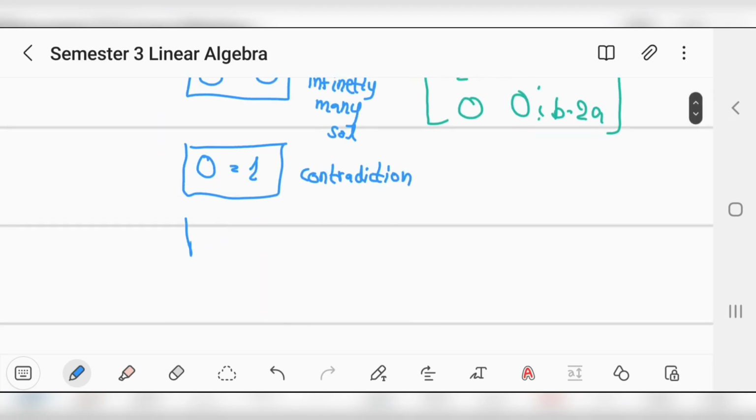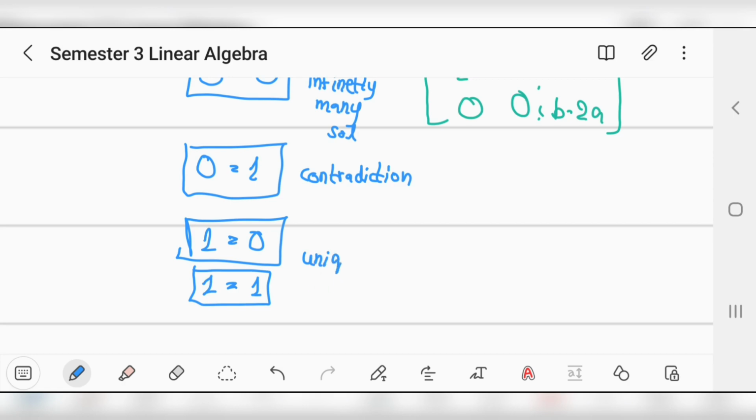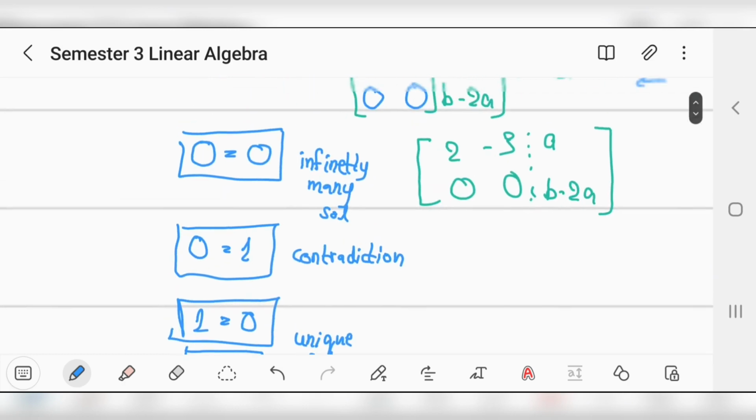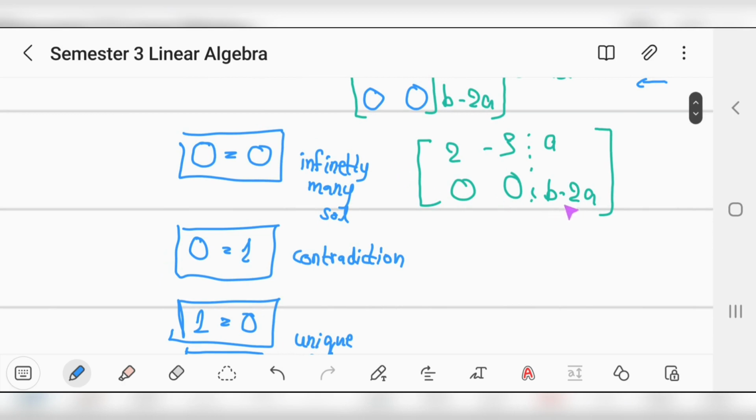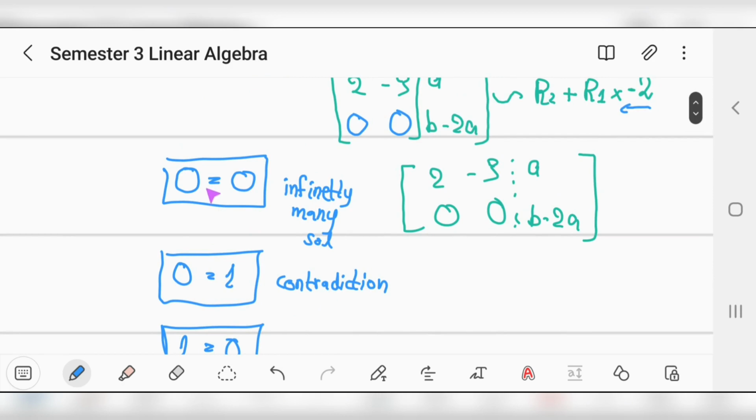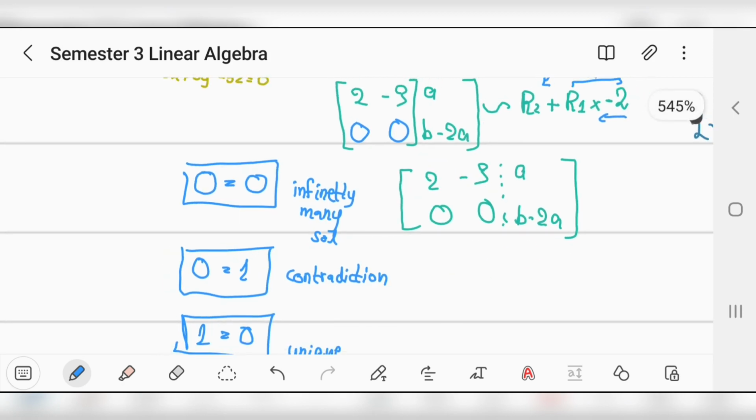But if we have 1 equal 0, or we have 1 equal 1, then we have a unique solution. That is, if we have only any one in here, and the other is 0 or 1, it doesn't matter, then we have a unique solution. But if it is 0 on both sides, then it is infinitely many solutions. If it is 0 and this is 1, it is a contradiction. But if any one of these is 1 and the other is 0 or 1, then it is a unique solution. Okay, same thing here.